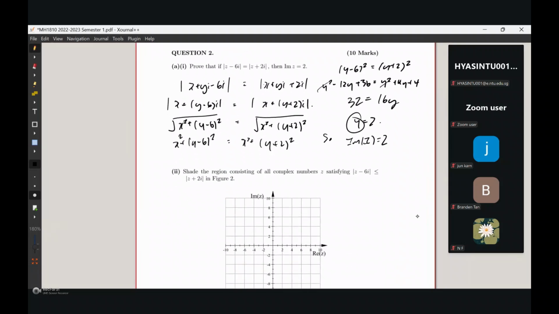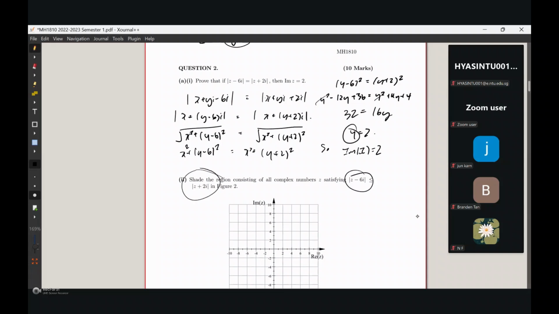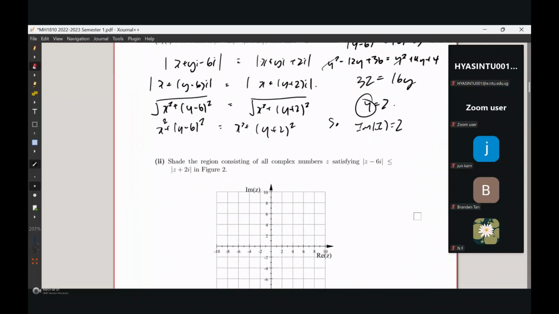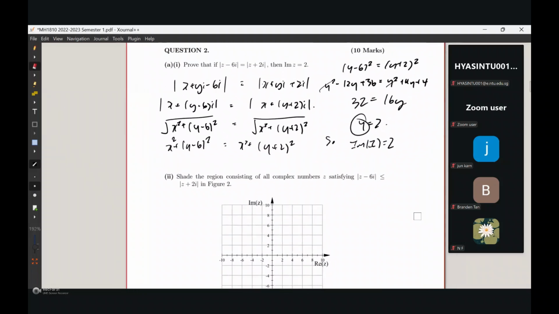Treat the region consisting of all complex numbers satisfying this expression here, but instead of equal, there's a less than or equal sign. Okay, so there are two ways you can do this. Either you can do it geometrically, meaning you try to understand what this means, or you can just solve for it, like what I did in part A. So I'll do the second method first. So again, we are just solving for it. So I'm just copying down my working here.